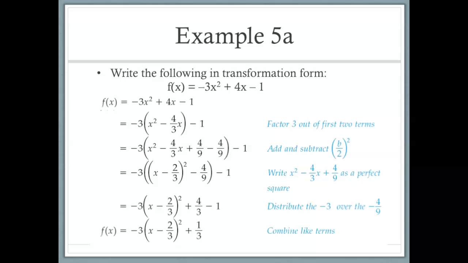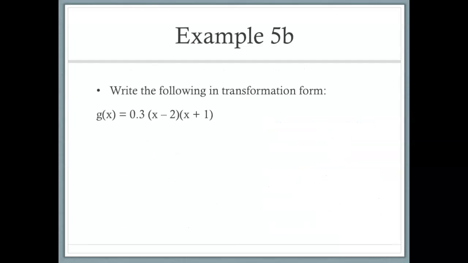All right, we'll do one more example to get something into transformation form. So this is in x-intercept form. So here we have 0.3 times x minus 2 times x plus 1. So first thing I'm going to do is go ahead and multiply out the x minus 2 and the x plus 1. So I'm going to end up with x squared minus x minus 2 in the parentheses.